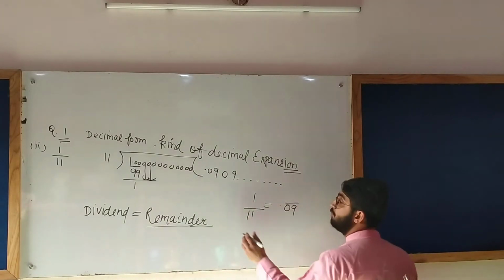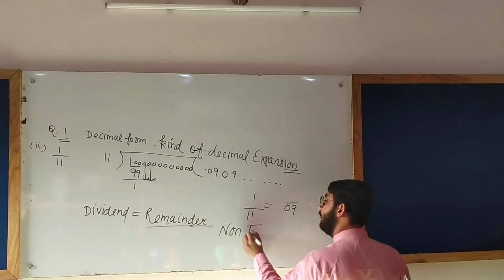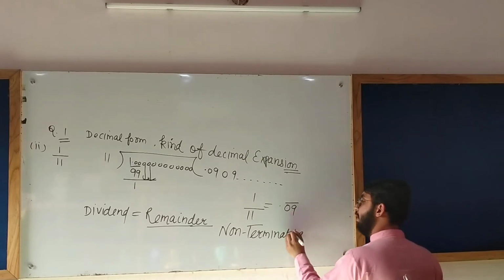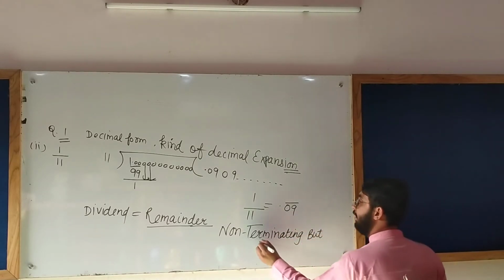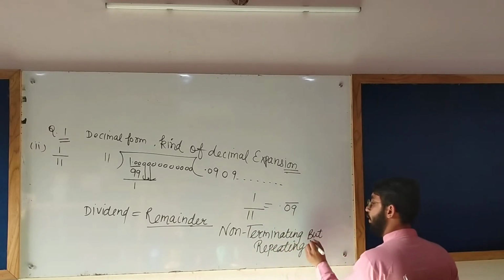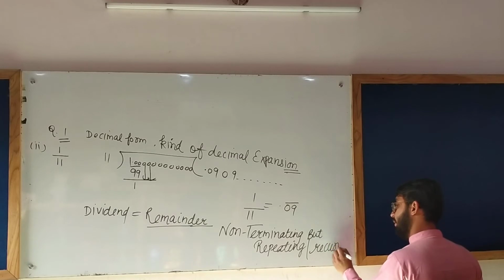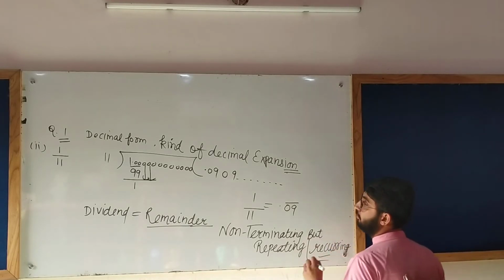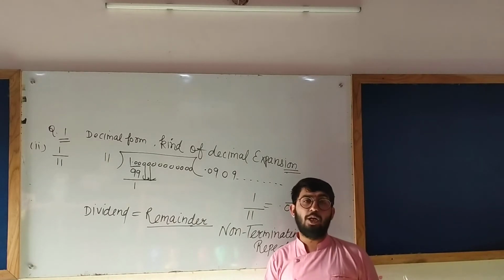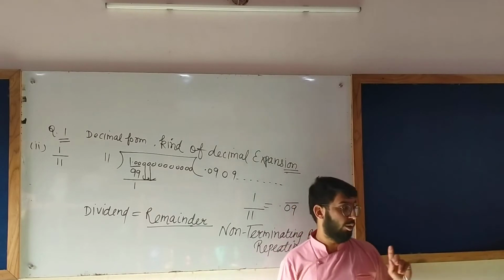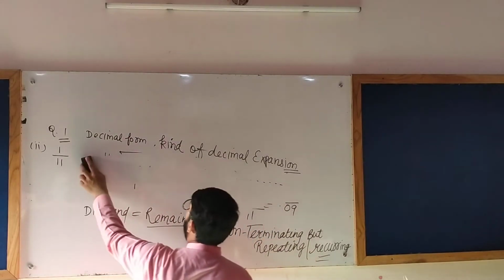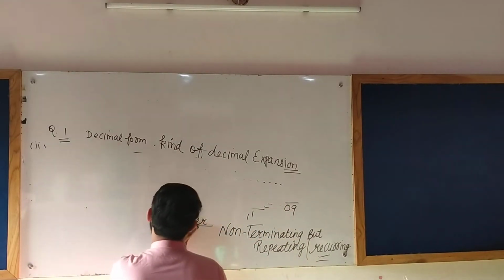The decimal expansion is non-terminating but repeating. Or you can use the word recurring. Getting my point? Hope you have understood the second part. Now I am proceeding towards the third part. The question is still not completed, so keep watching the video. I am proceeding towards the third part of this question.